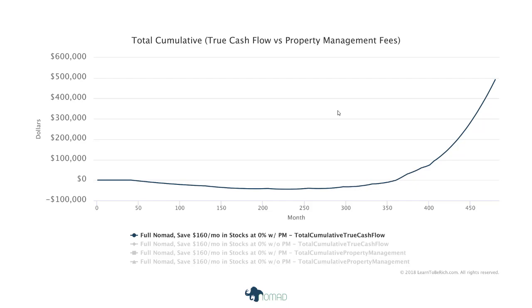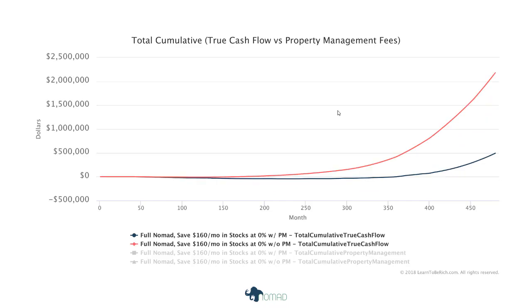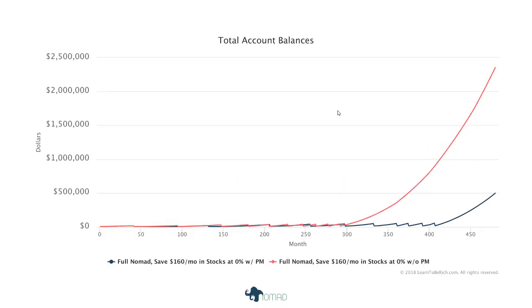This is the cumulative amount. So you basically are paying your true cash flow. This is the amount of cash flow you have when you're paying your property manager. This is the amount of cash flow if you're not paying a property manager. And then this is the amount you're paying to your property manager cumulative over time. This is the account balances. So your account just starts growing over time and does this.